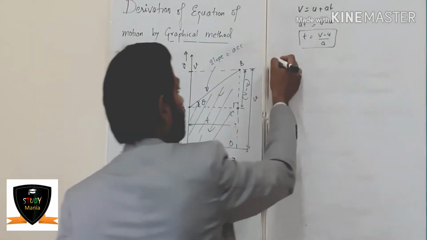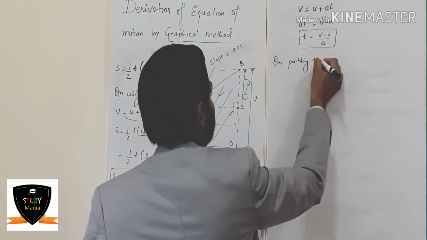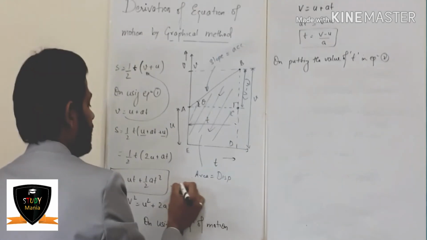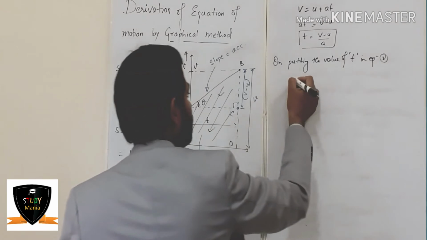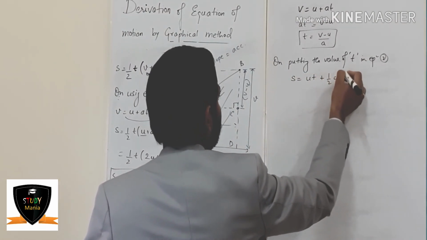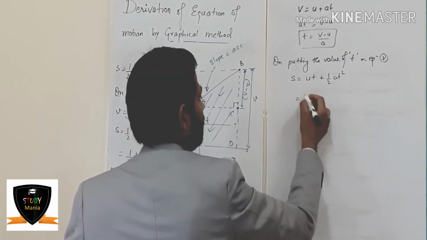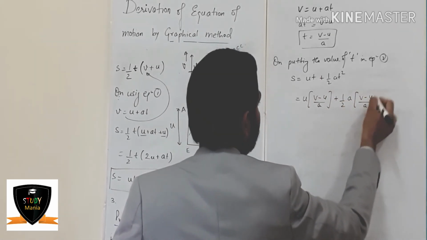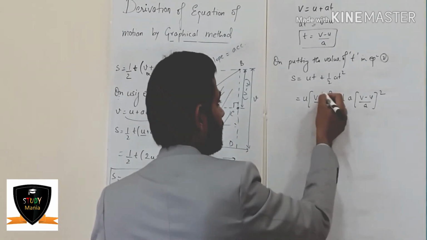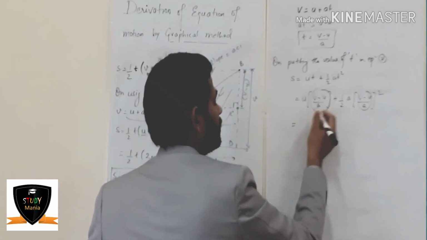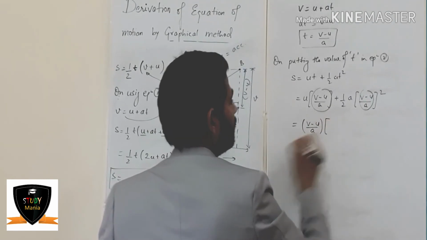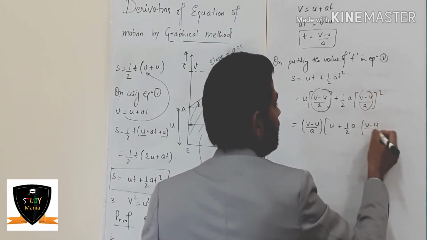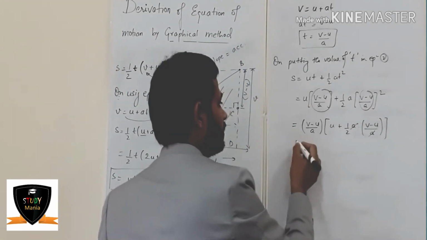Now on putting the value of this T in equation 2. What is equation 2? S is equal to UT plus half AT square. You have to put the value of T here and here. So what comes? S is equal to U into (V minus U by A) plus half A into (V minus U by A) whole square. Once that V minus U by A is common, you can write V minus U by A into bracket U plus half A multiplied; since it is a square, one factor is left. This A and A are cancelled out.